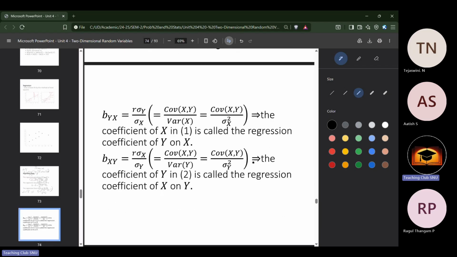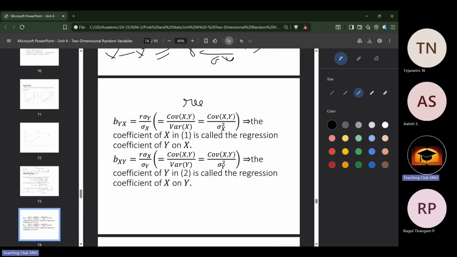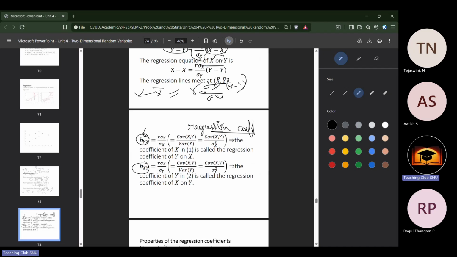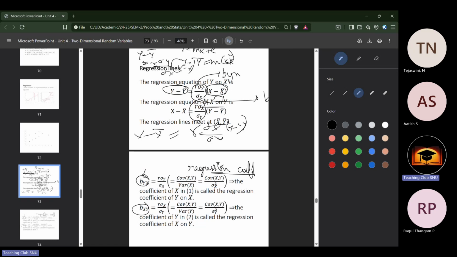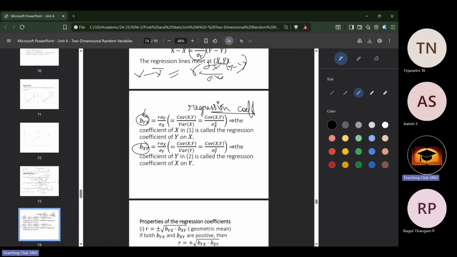Okay. Next step. There's something called regression coefficient. Regression coefficients, BYX and BXY. BYX is defined on the Y on X line, and BXY is defined on the X on Y line. Generalizing it, I don't want to put something like R sigma Y by sigma X, R sigma X by sigma Y. Rather, I just put BYX instead of R sigma Y by sigma X, and BXY instead of R sigma X by sigma Y. Yes, just substituting it, right?